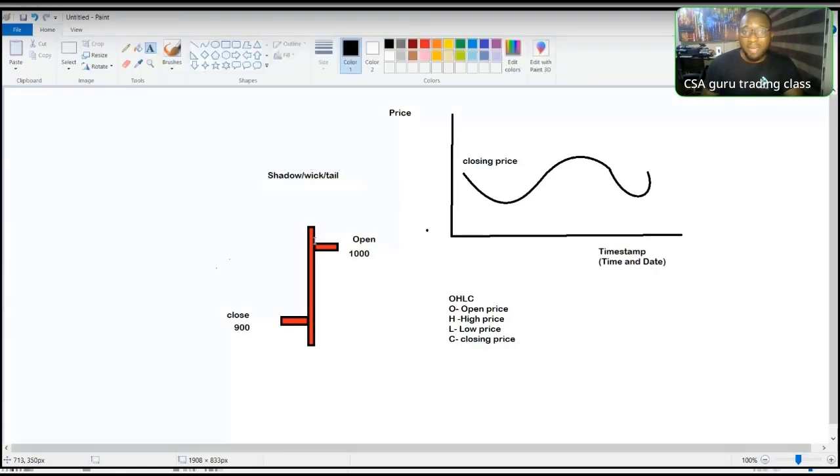So whatever you have above your opening price and your close price is what we call the shadow, wick, or tail. They also have their implications, which I'm going to explain later in the class. Now, what happened here is the price actually started at 1,000, right?